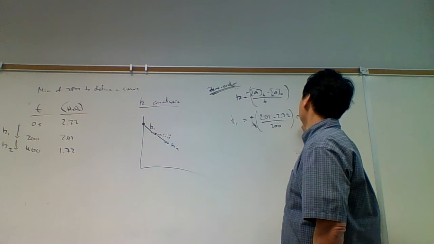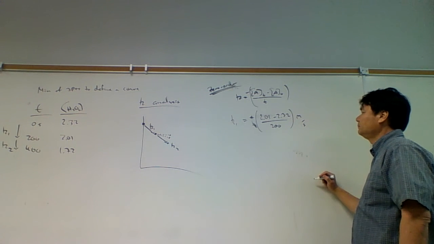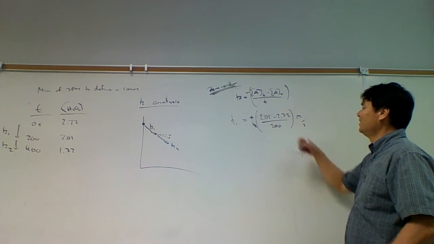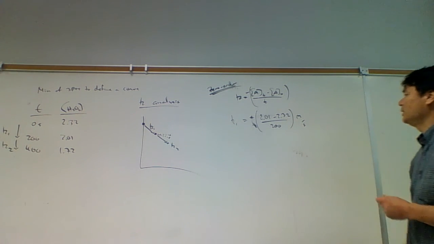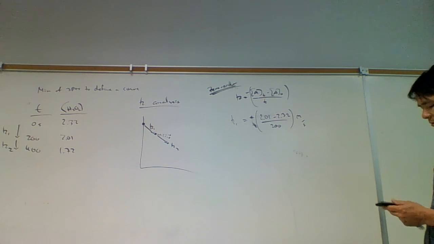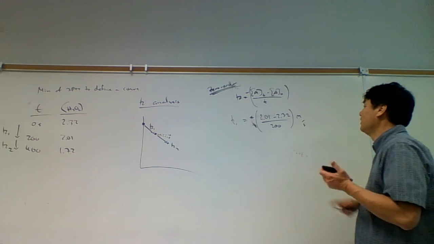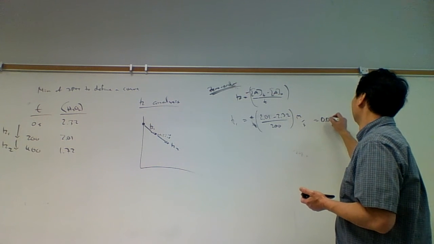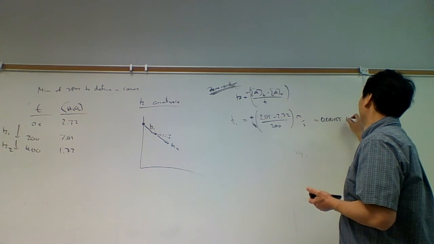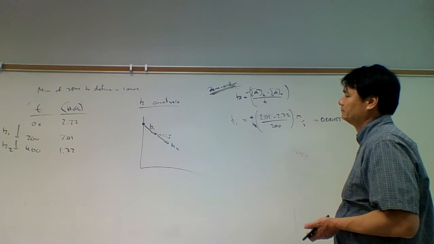This is molar per second. So that's going to be 0.31 divided by 200, which is 0.00155 molar per second.